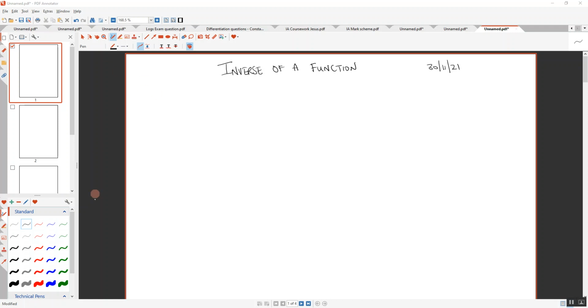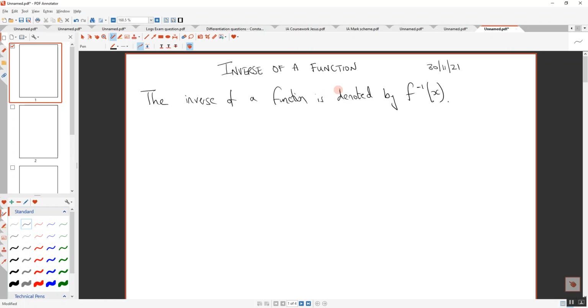And first off, we're going to say the inverse of a function is denoted by f negative 1 of x.